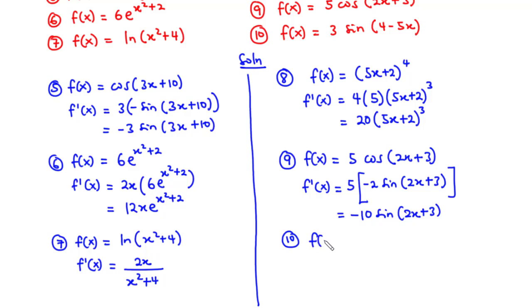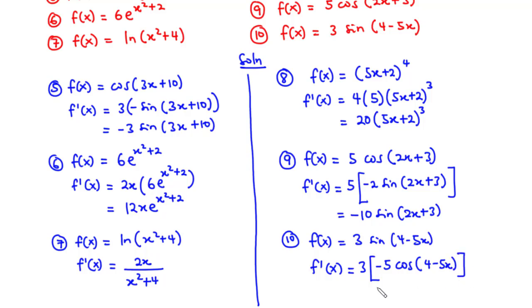10. We have f of x to be equal to 3 sine of 4 minus 5x. So f prime of x is equal to, we have 3 times the whole of, when you differentiate 4 minus 5x with respect to x, you have negative 5. When you differentiate sine, you have cos. So cos, and then we are going to repeat 4 minus 5x. So we have 3 times negative 5, that is negative 15 times cos of 4 minus 5x.